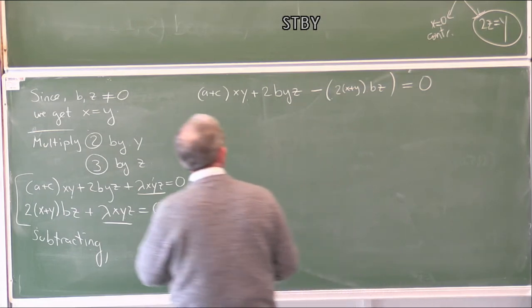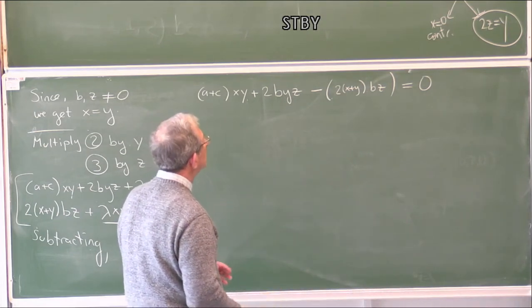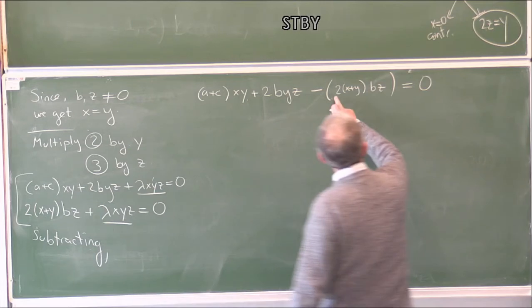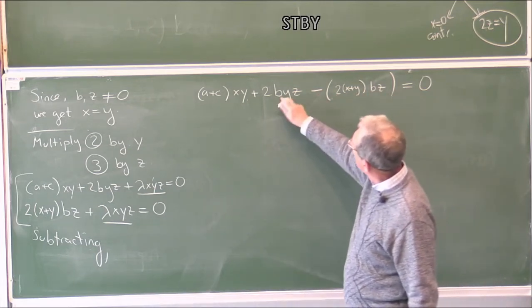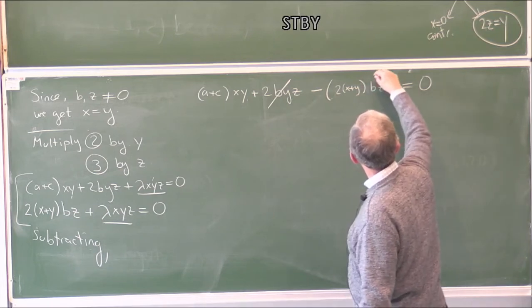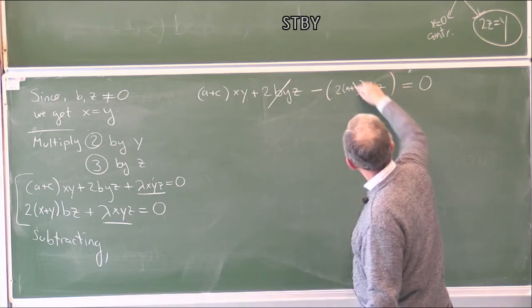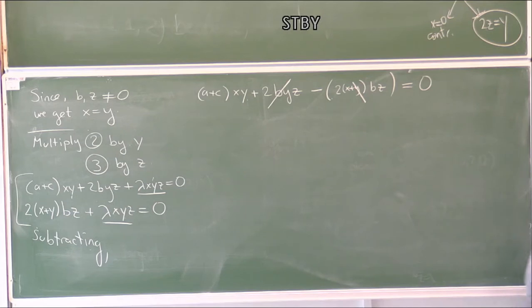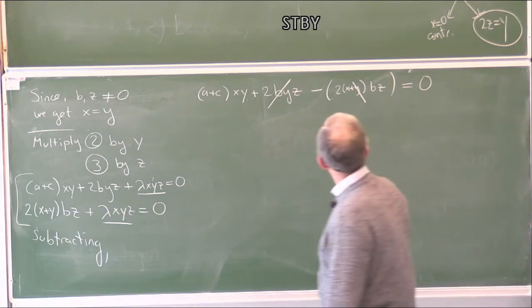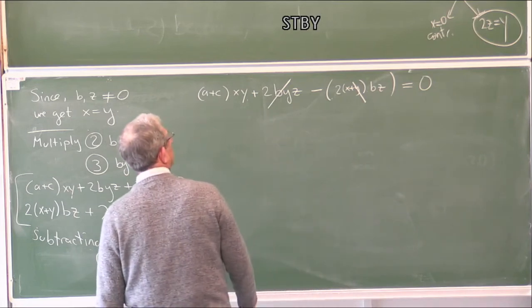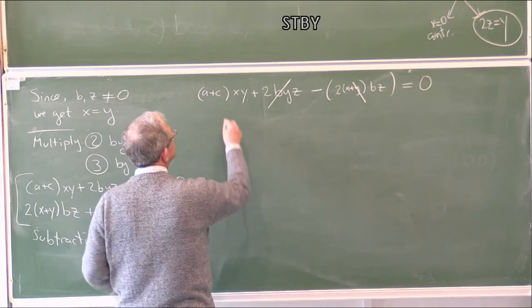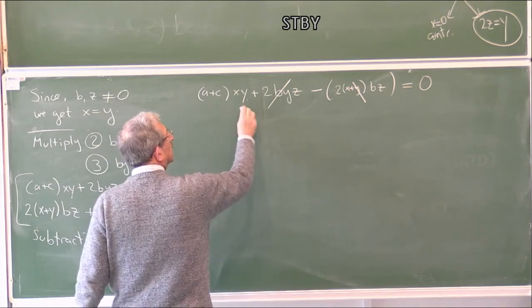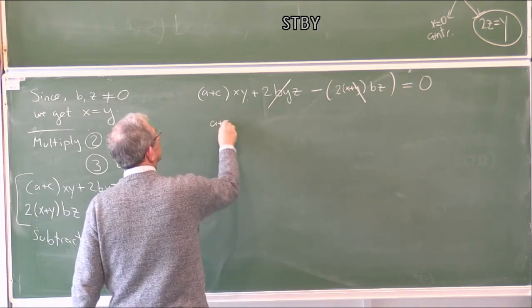Well, if you simplify these things, of course, a little bit, you have here minus 2ybz, and you have this. This cancels with this one. Okay. And this, of course, what remains is the following.